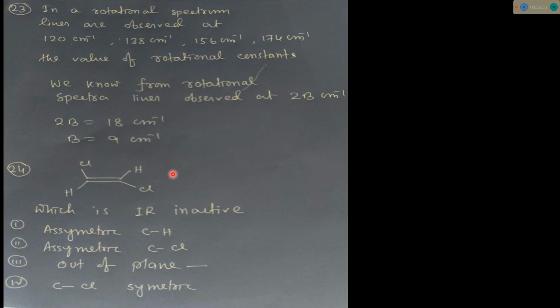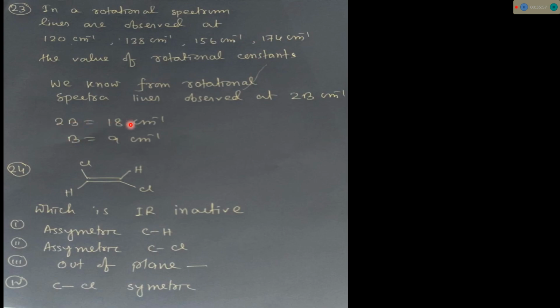We have to find the B. B is equal to 9 centimeter inverse. So 2B is the space between two lines, that is 18 centimeter inverse. So you can see they normally give four lines. So four lines are equally spaced, meaning the difference between two lines is 18 centimeter inverse. These two lines 18 centimeter inverse, these two lines 18 centimeter inverse.